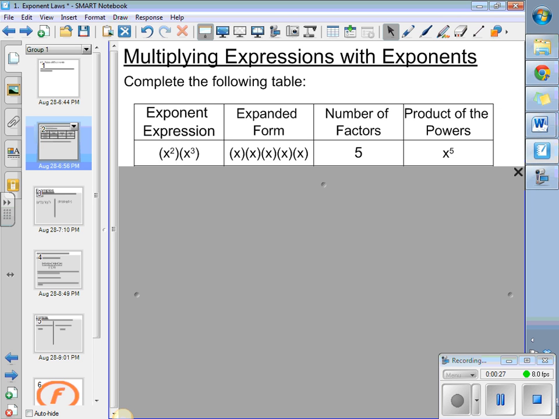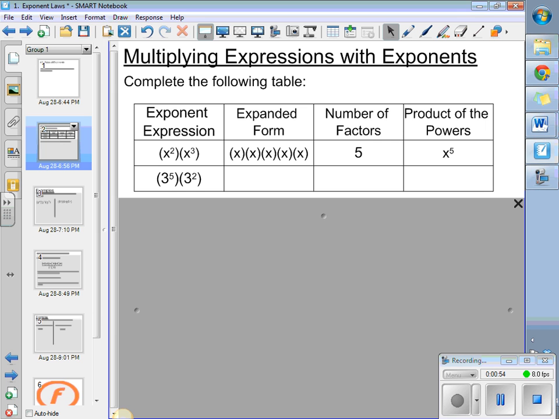So we're going to start with x squared times x cubed. In expanded form, this is x times x times x times x times x. The number of factors is 5, because there's 5 x's being multiplied by one another. And the product of the powers is x to the 5th power.